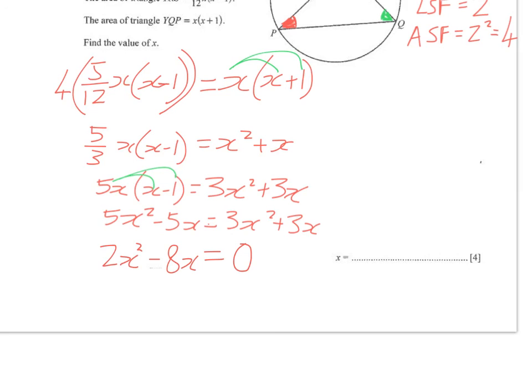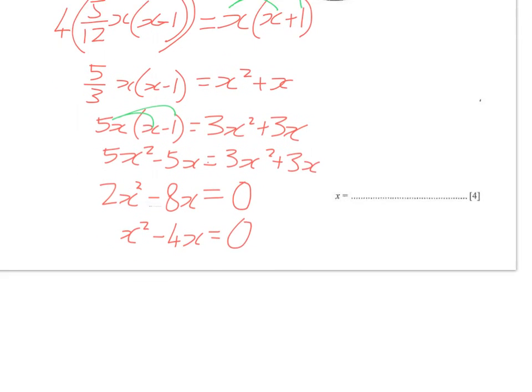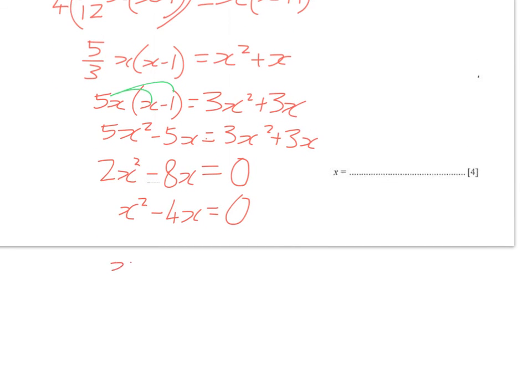So now I can simplify it even more by dividing by 2. So I get x squared minus 4x is 0. I can then solve this through factorising, which is quite nice. I get x times x minus 4 is 0, so either this x here is going to be 0, or this part here is going to be 0, so x minus 4 equals 0. That would mean x would have to be 4.